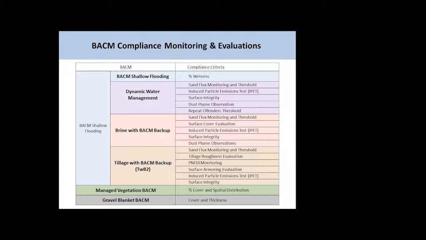And so if we look at the different best available control measures, this is a superficial overview of the compliance criteria for those BACM. The purpose of this slide is really not to go into the details of that compliance criteria, but to highlight that there are specific performance criteria for each BACM, and those need to have measurable performance criteria that the district can track and evaluate to ensure the control efficiencies of those best available control measures. And so you'll see for each of the BACM, several of them have multiple types of performance criteria that are tracked, where others have just a single criteria that's evaluated.